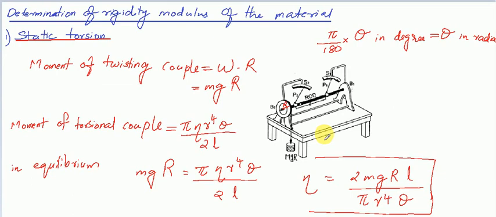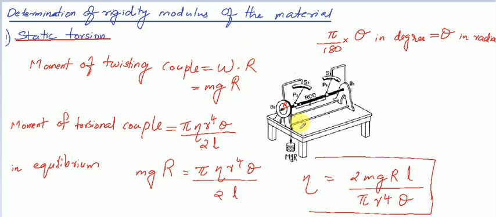Now the topic is determination of rigidity modulus of the material. We learned about rigidity modulus and couple per unit twist in the 7th module. Now it is an experiment to determine the rigidity modulus actually. There are two experiments. The first one is static torsion experiment.